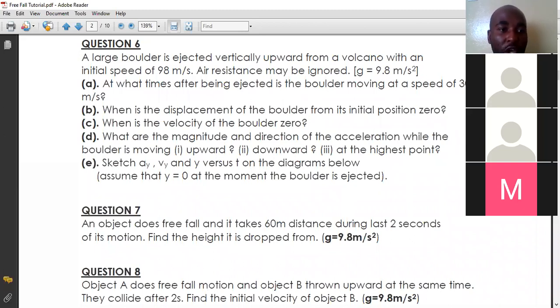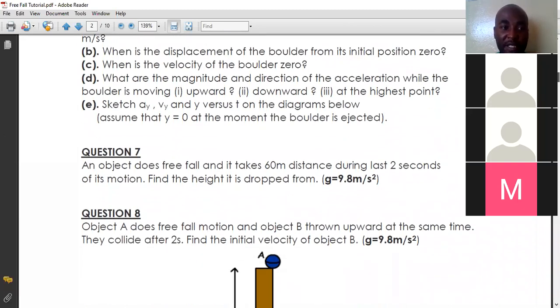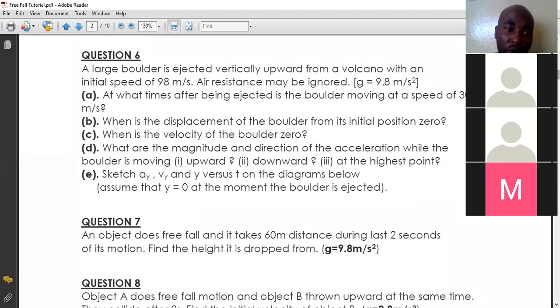A large boulder is ejected vertically upward from the volcano with a speed of 98 meters per second. Air resistance may be ignored. At what times after being ejected is the boulder having the speed of 30 meters per second? When is the displacement 0 from its initial position? When is the velocity 0?